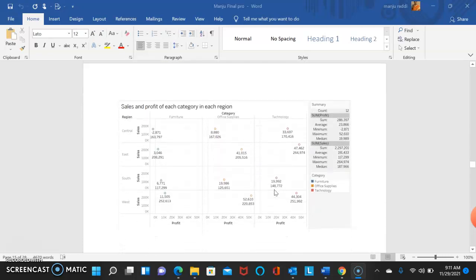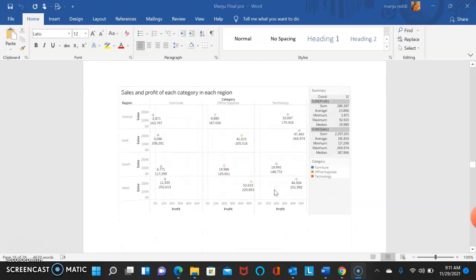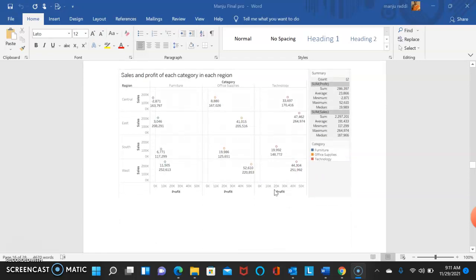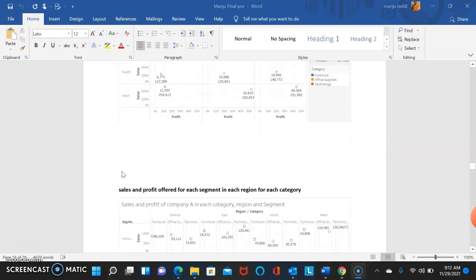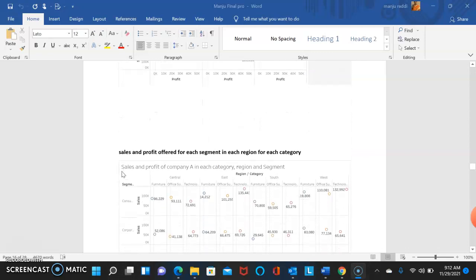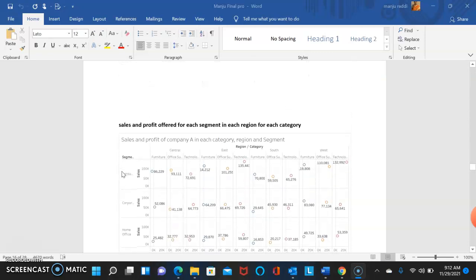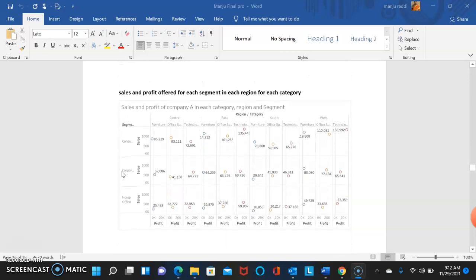Sales and profit of each category in each region. On average, we use scatter plots to represent the data, and for furniture, we used the different regions to scatter the plots: furniture, office supplies and technologies. Sales and profits offered from each segment in each region of each category.